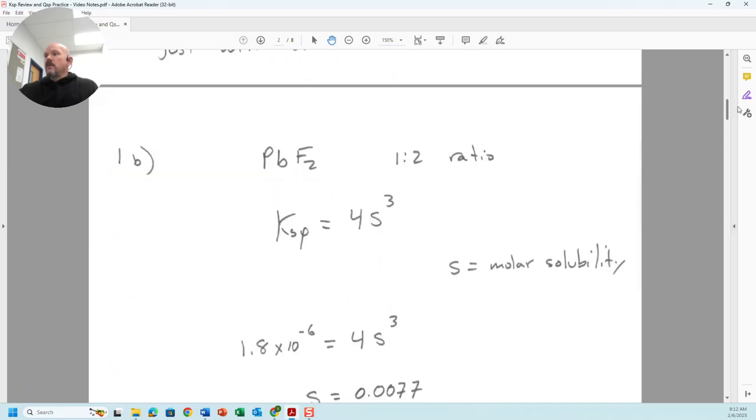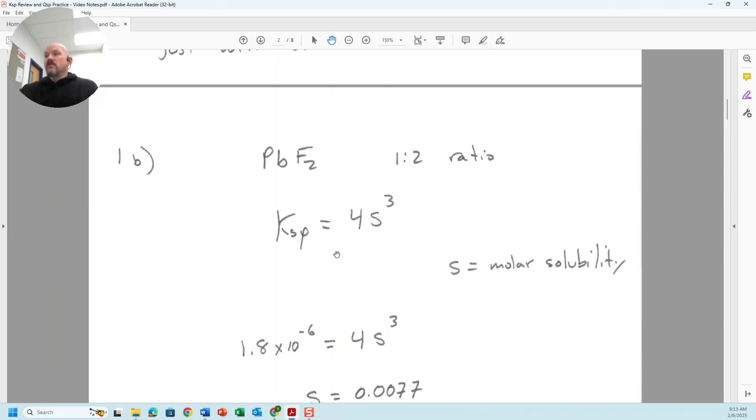Okay, so right, this is our salt. We got a 1-to-2 ratio, so this is our shortcut. Remember, this shortcut is basically making an ICE chart with these. The lead would start at 0, the fluoride would start out at 0, but it would be plus X for the lead, and I should say plus S for the lead, and plus 2S for the fluoride. And then if we plug it into the expression, it would be S times 2S squared. Okay, so 2 squared is 4, and then S times S squared is S cubed, so this is the simplification.